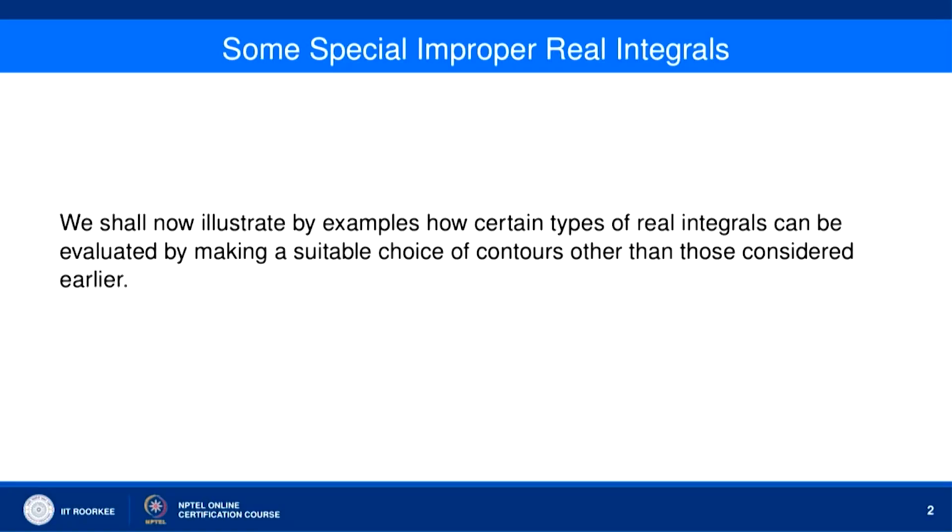Now here we are going to consider some special kind of real integrals where we need to take a different kind of contour, different from the ones which we have studied so far. The contour will depend on the problem, it changes from problem to problem. So, let us see, we will now illustrate some examples, and there we shall see how certain types of real integrals can be evaluated by making a suitable choice of contours other than those considered earlier.